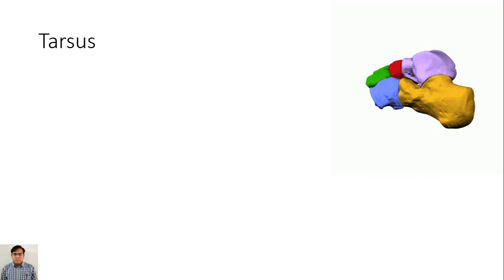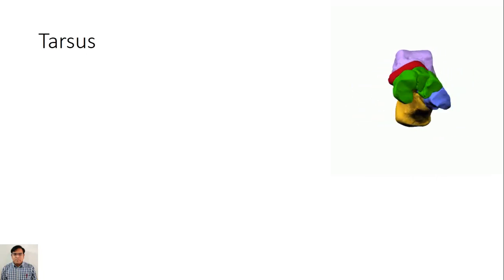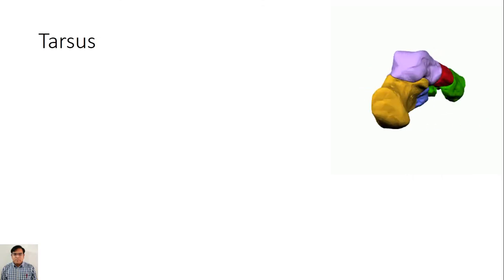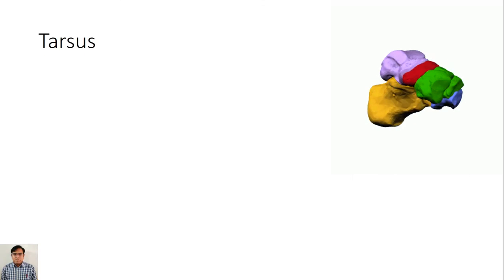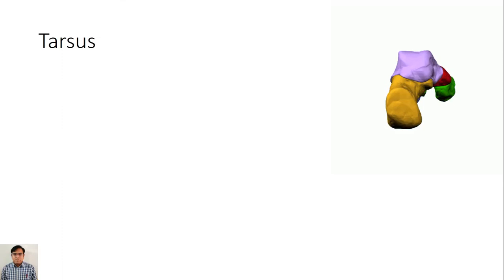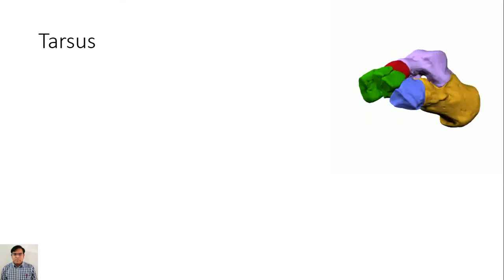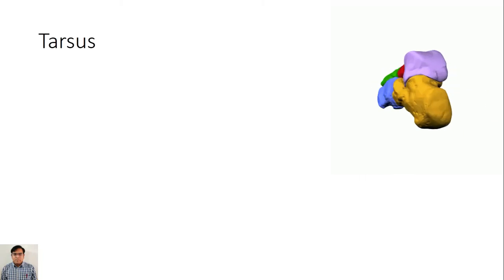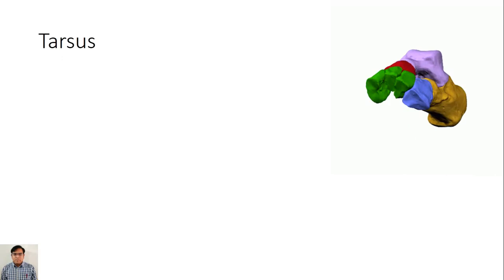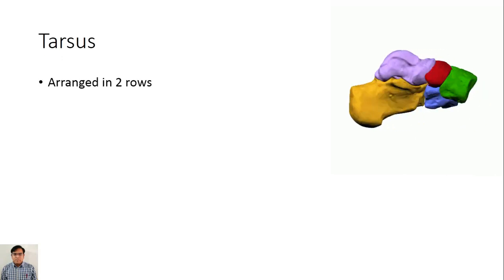First of all, the tarsus. So, there are 8 tarsal bones. Yellow is calcaneum, purple is talus, red one is navicular, green are cuneiform bones and blue one is cuboid.